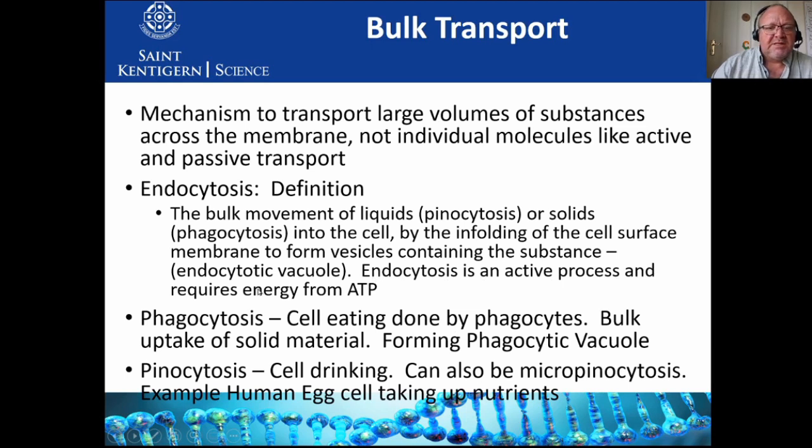Endocytosis is an active process that requires energy from ATP. Now you will remember that amoeba that consumed the two paramecium in the video I showed you. It's later on in this too. They have to use their pseudopods. They went around the prey and then engulfed them by phagocytosis. You will see that again very soon. Phagocytosis is cell eating, done by phagocytes like your white blood cells. Pinocytosis is cell drinking. You also get micropinocytosis, like the human egg cell taking up nutrients.